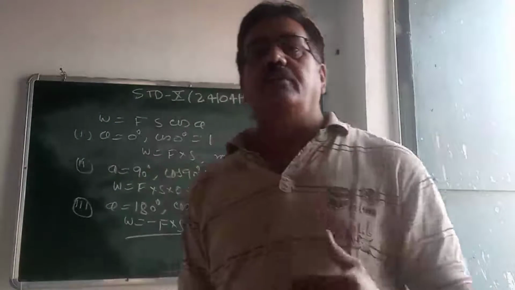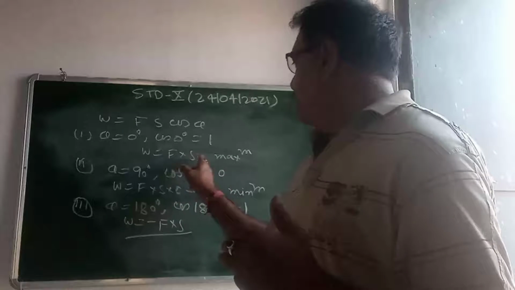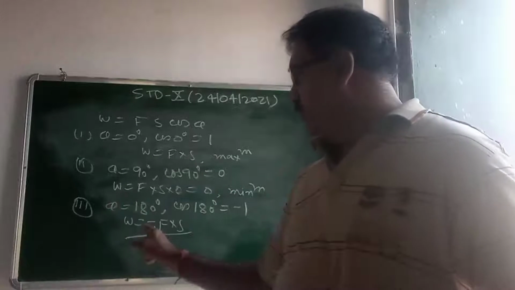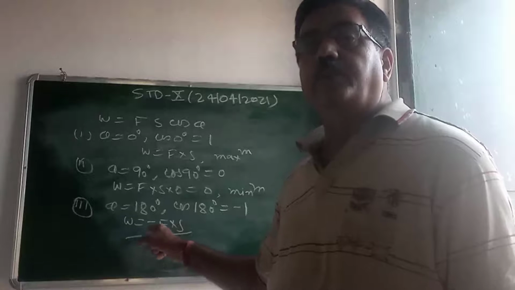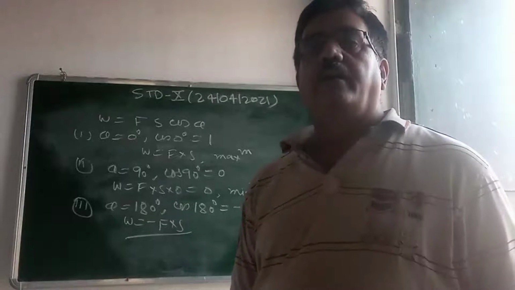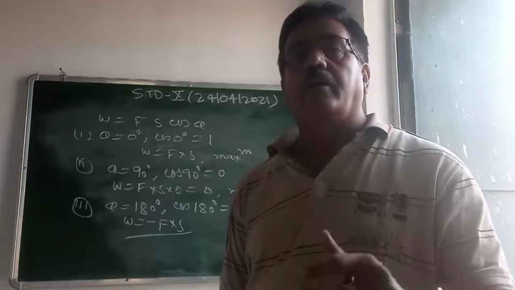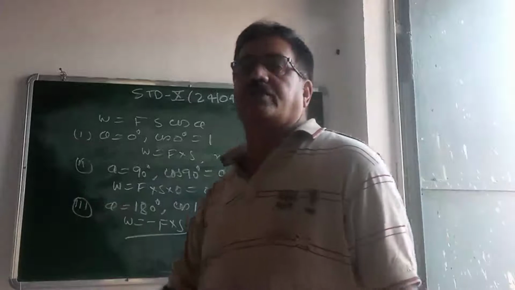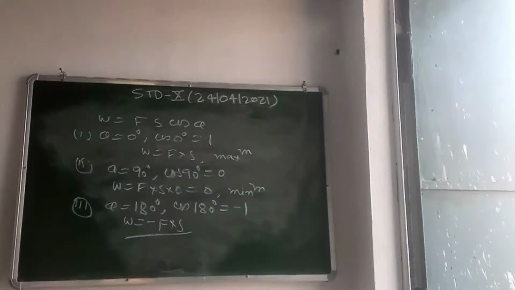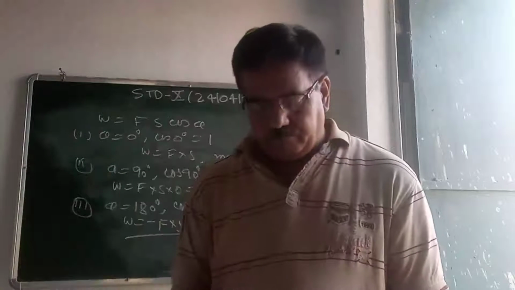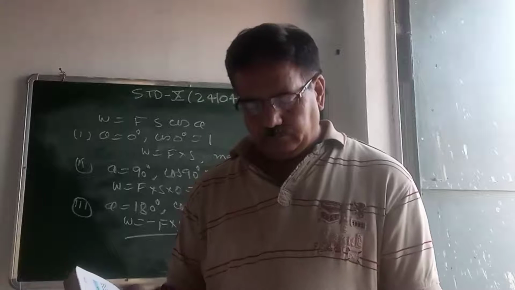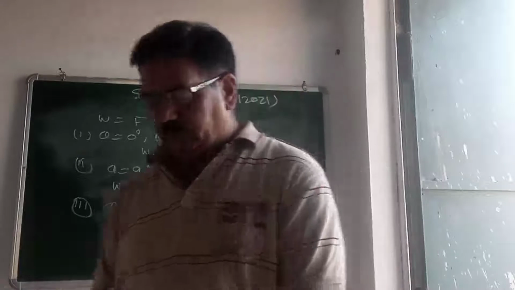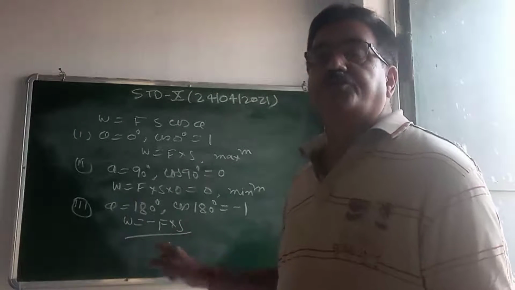These are the three conditions when the work is said to be maximum and when the work is said to be minimum. When it is negative, it doesn't mean it is minimum. The meaning of this is that work is done against the force, or the work is opposing the force. So minus Fs means force opposes the motion.